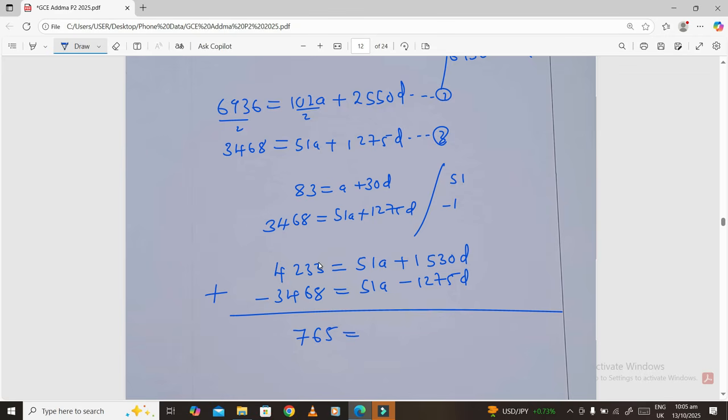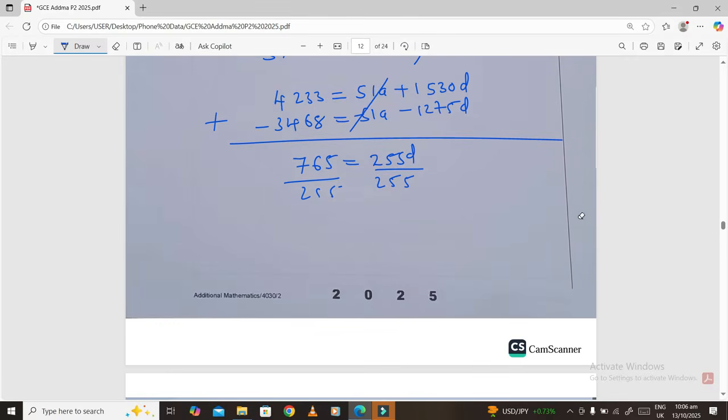Which is equal to, here when we simplify, what are we getting? Here we're getting 255D. These two cancel out. These two, because there's a minus here, they'll cancel out. So divide by 255, even here 255. So 765 divided by 255, it's giving us 3. So the value of D is equal to 3. So we found the value of D.